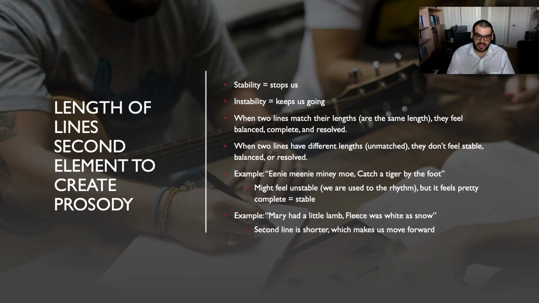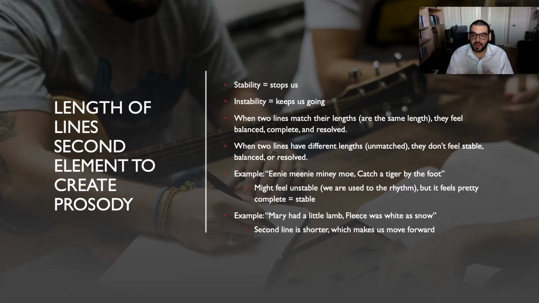But here's another example. Mary had a little lamb. Fleece was white as snow. Interesting. Mary had a little lamb, 7 syllables. Fleece was white as snow, 5 syllables. So our second line, fleece was white as snow, is actually shorter than the first line in terms of syllables and length, and thus it creates instability. It wants us to go forward.